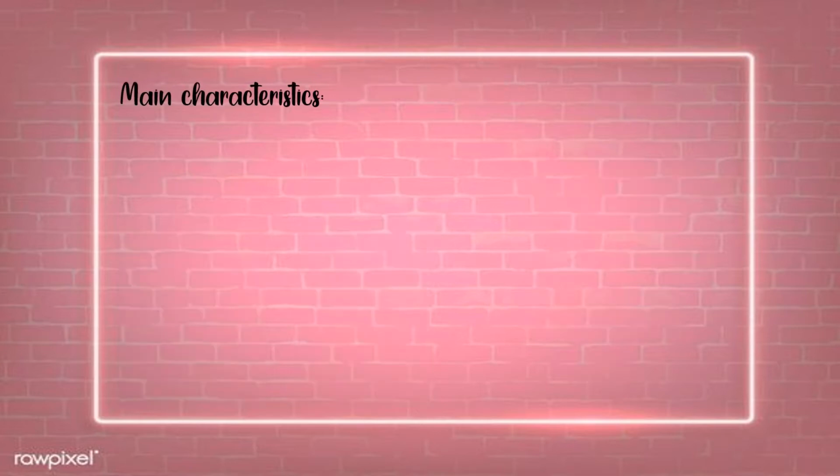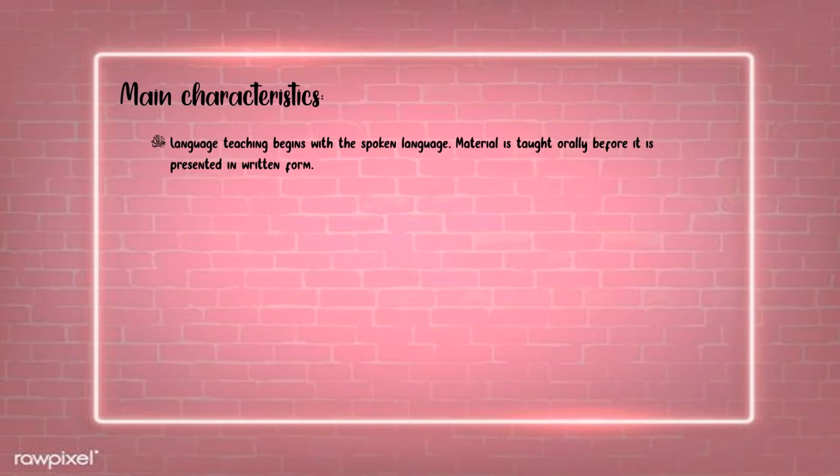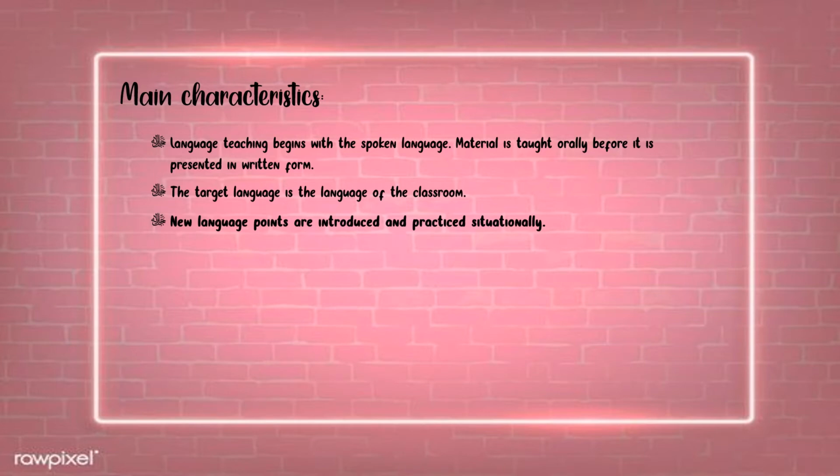The main characteristics of the approach at that time were as follows. Language teaching begins with the spoken language. Material is taught orally before it is presented in written form. The target language is the language of the classroom. New language points are introduced and practiced situationally.